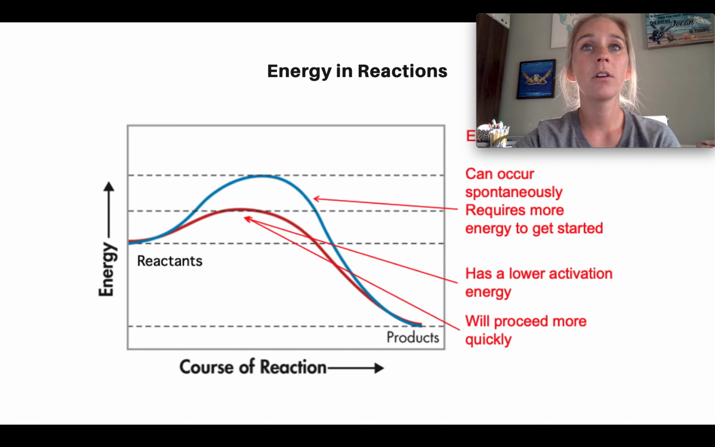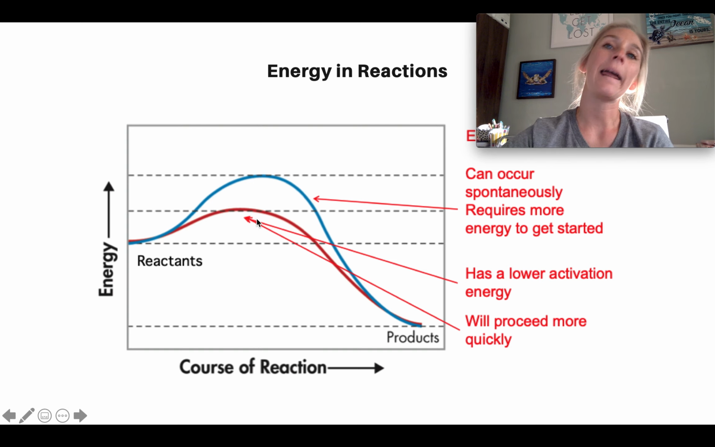Here we have 2 energy absorbing reactions happening. They are occurring spontaneously. You don't need added energy for the reaction to occur. And there's a difference between these 2. So this one takes less activation energy. This one is using a catalyst.